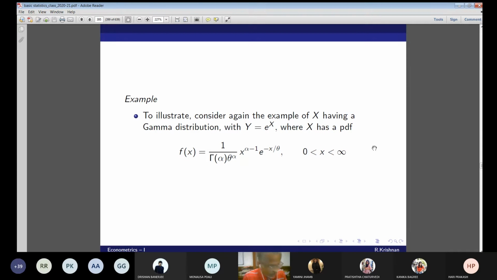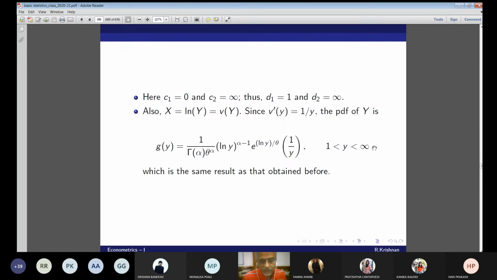Okay, so now I can write the PDF. What is the PDF? Oh, again the minus is missing. Very sorry, I must have copy pasted this. Okay. Which is the same result as that obtained before, with the same mistake.